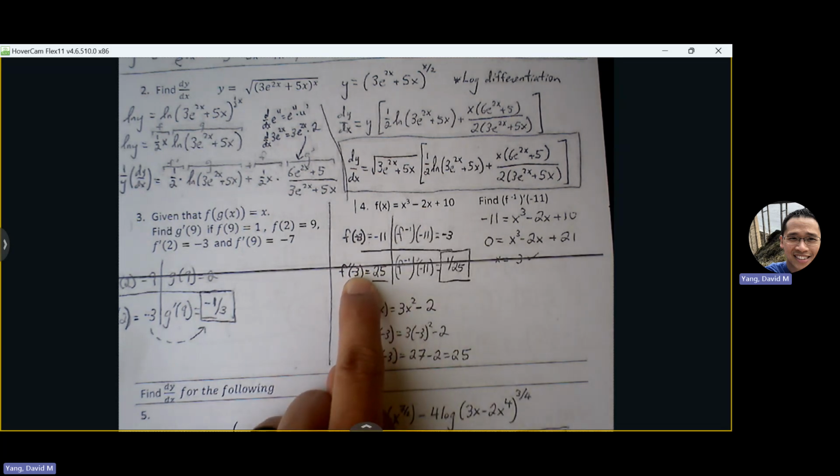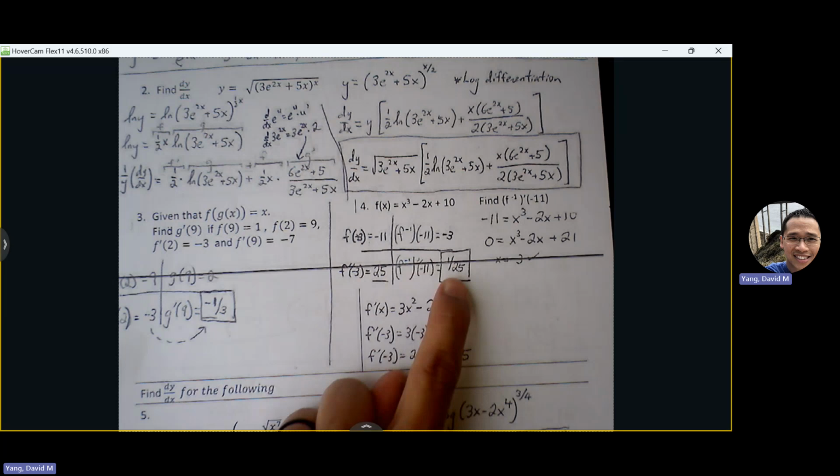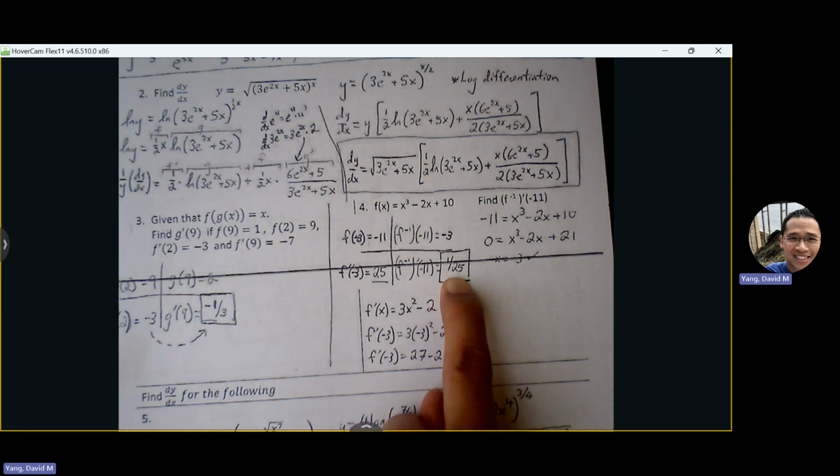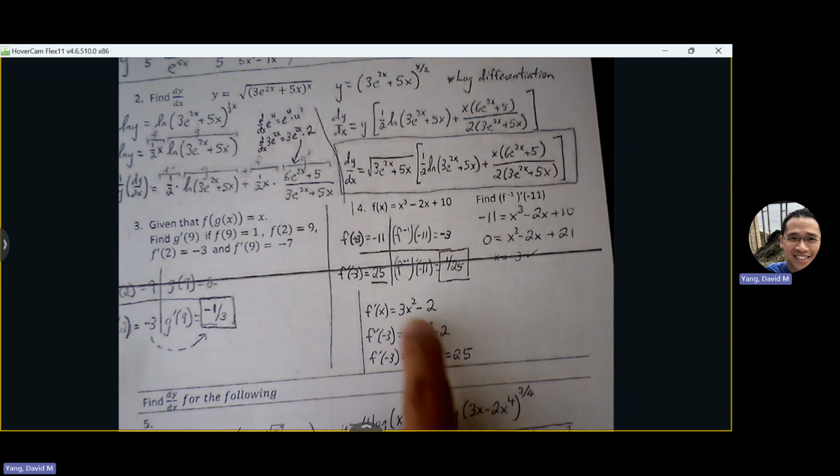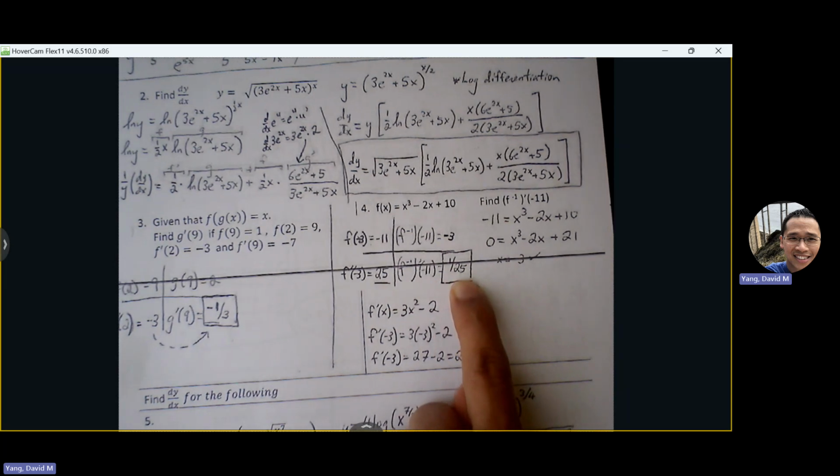If I can find the slope of the f graph at -3, I can get to the slope of the inverse at -11. So find f prime, plug -3 in, we get 25. So the answer must be 1/25.